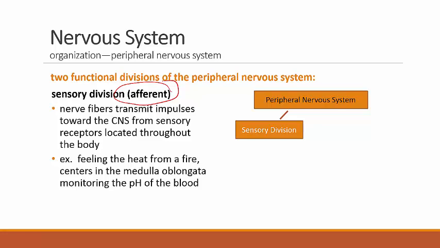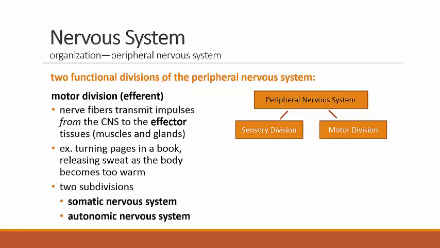And it's along these sensory fibers that sensory input is taken to the central nervous system. So for instance, if you put your hand near a flame, then you would get that sensation of heat because of the communication that's being carried along these sensory fibers. Or if we're trying to maintain homeostasis around pH of the blood, then there are centers in the medulla oblongata that have sensory capability. Okay, so sensory division of the peripheral nervous system.